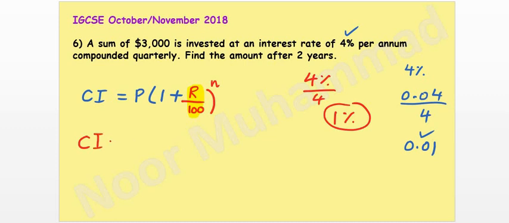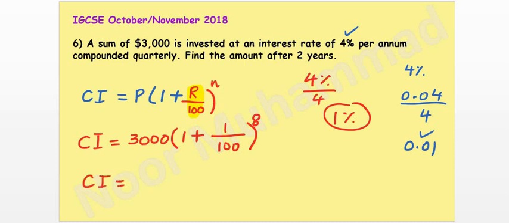Next, because here we always write the number of years, now we do not have the number of years, we have quarters. So we will write it like this: 3,000 into 1 plus, now what is the rate? It's 1 over 100. And here, because the number of years is 2, but you are measuring it in quarters, you put the number of quarters. That means we have to count how many total quarters are in 2 years. So there are 8 quarters in 2 years, right? 4 quarters in the first year, 4 quarters in the next year.